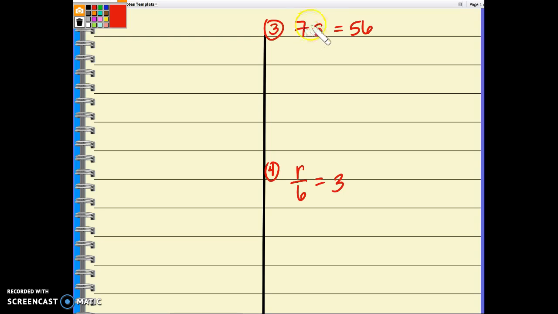Alright, so number 3, we have 7 times s equals 56. We can draw our line through equal. To cancel out multiplication, the inverse would be to divide. We'll divide both sides by 7. Remember, the fraction bar is division. 7 divided by 7 cancels out. S equals 8. Check it.